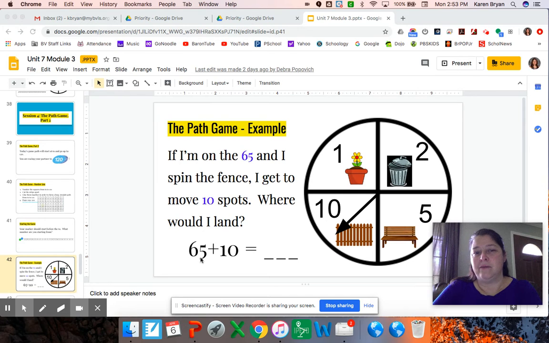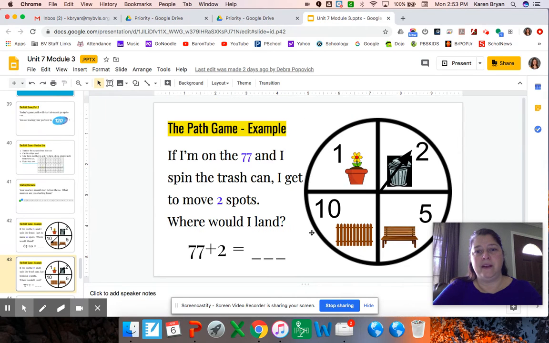Let's think about that. We're going to add 10 to 65. We could count them by ones, but it would be really good if you could count and think about what this would look like on a number line or on a number grid. 65 plus 10 would take you to 75. And I think we have another example.